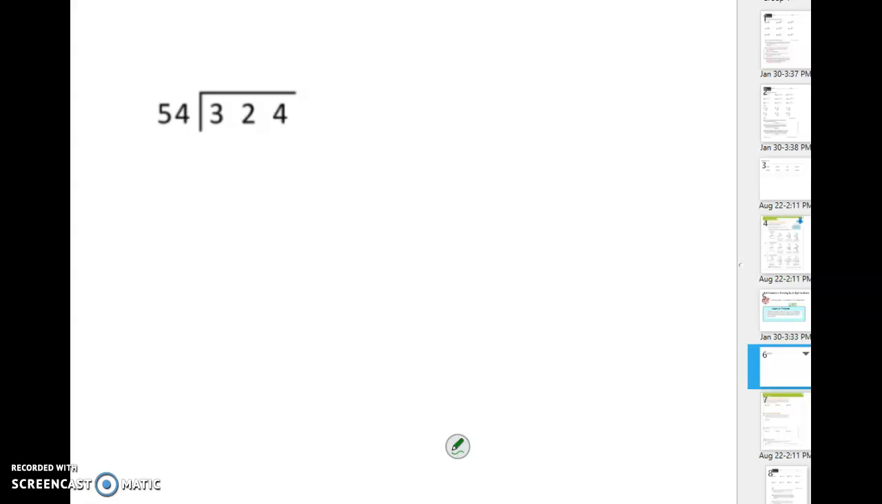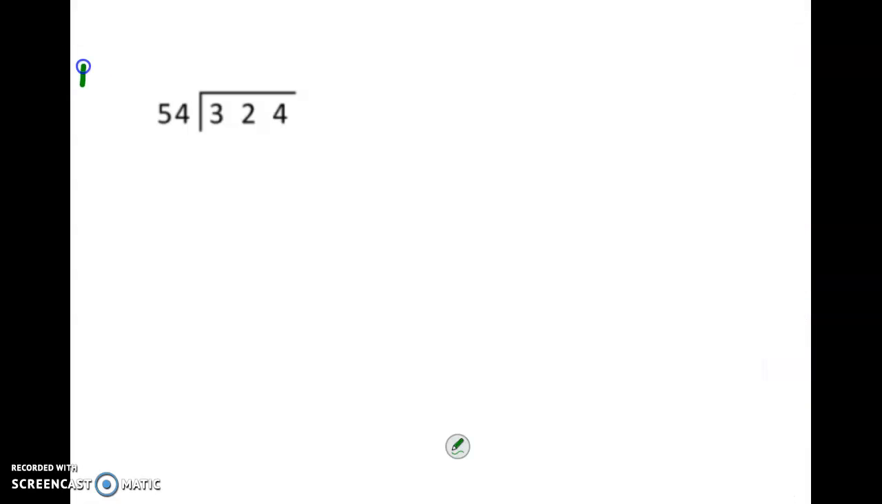In fact, you might want to put those off to the side somewhere or up at the top. I'm going to run them right down the side. Does McDonald's sell cheeseburgers? So D is for divide, M is multiply, S is subtract, C is compare or check, and B is bring down. So we're going to use those same steps, only now we've got slightly bigger numbers to divide.